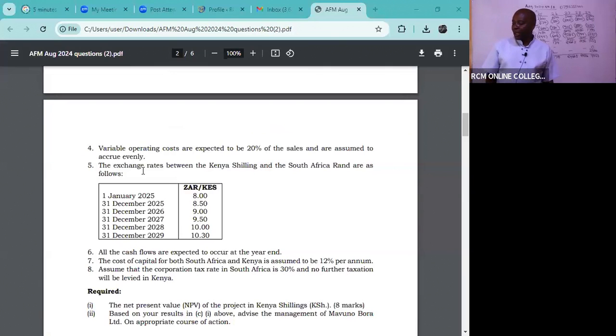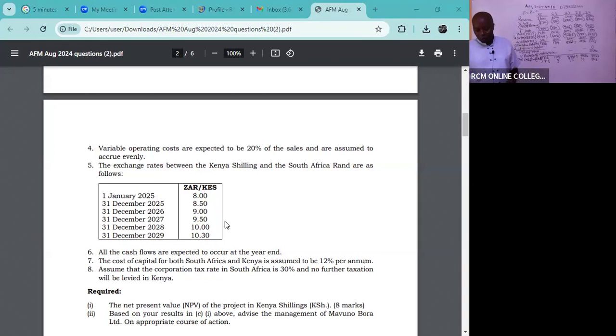The exchange rates between Kenya shillings and the South African rand are as follows. Remember, we shall start with this one, which will be used to convert the initial outlay where the project began. Our cash flows are deemed to accrue at the end of the year. We are actually told here, all the cash flows are expected to occur at the end of the year. So then I have 8.5, 9, 9.5, 10, and lastly 10.3.